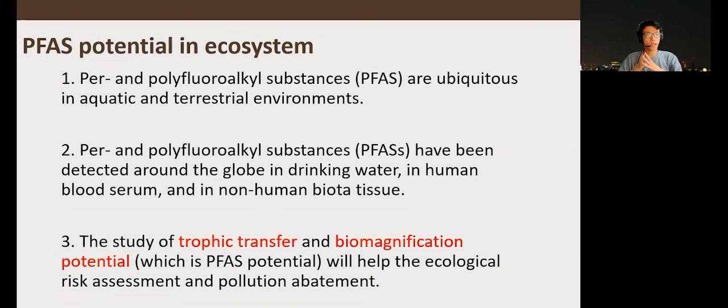Numerous studies show that PFAS are ubiquitous in aquatic and terrestrial environments. They are detected not just near the source of pollution, but also in nearby ecosystems like a river or a lake. Furthermore, they have been detected around the globe in drinking water, in the human body, and also in non-human biota tissue. Thus, it is necessary to know the trophic transfer and biomagnification potential, which is PFAS potential in this topic, and it will help the ecological risk assessment and pollution abatement.